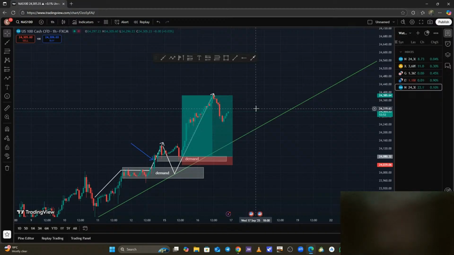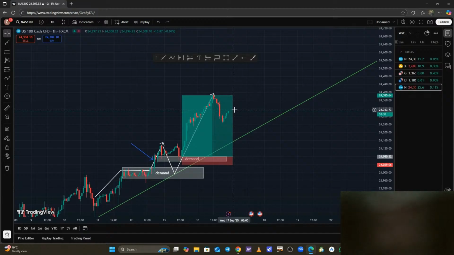Supply and demand won't work on synthetic indices. Trade supply and demand on real markets. When you're trading synthetic indices, you can trade even simple strategies like trend lines. You can trade breakouts. You can trade bounces from levels. It's that simple. For synthetic indices, don't focus on supply and demand.